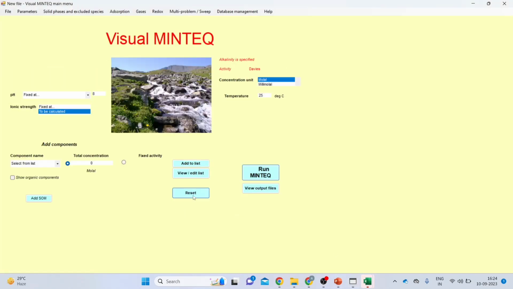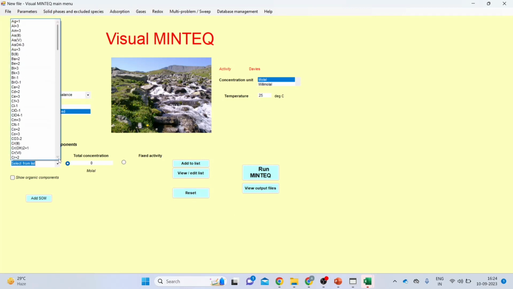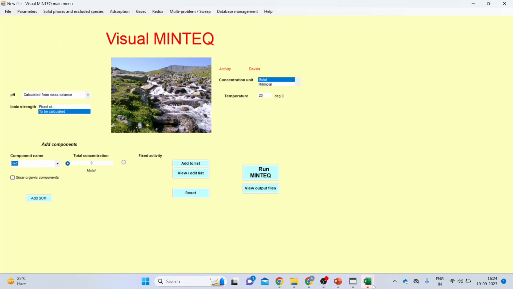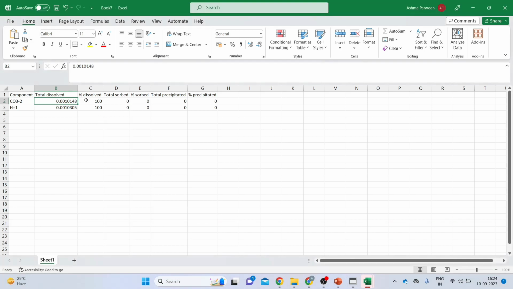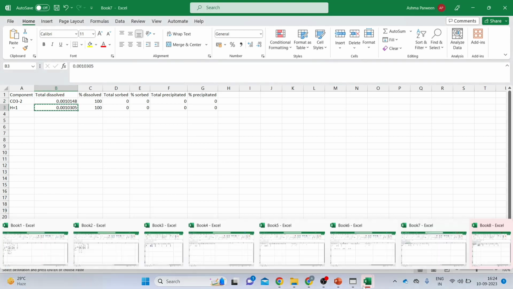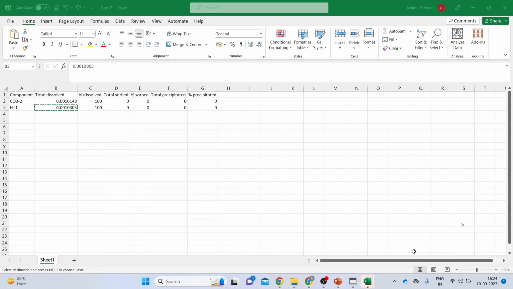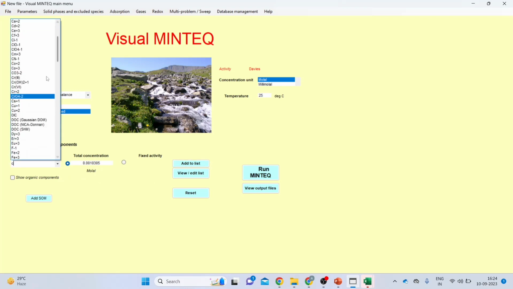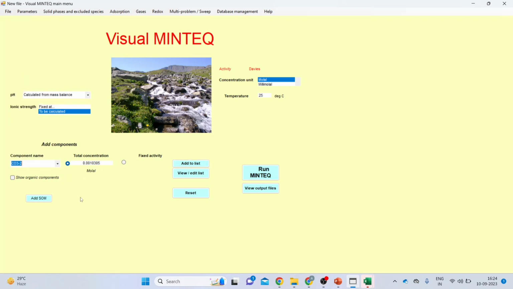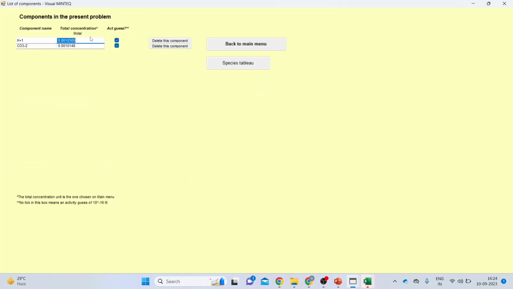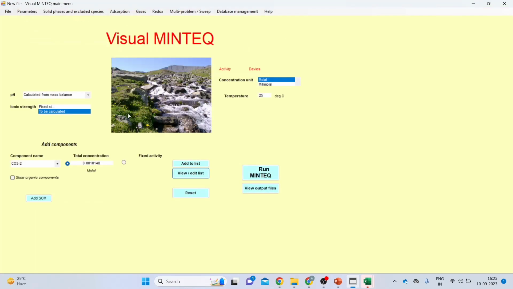So let's go back to the main menu. Let's reset this. So we have to find out from mass balance. We will specify the H. Let's just copy this from the Excel which we have printed. H is this much. Let's copy this and add it. And again we can copy the carbonate concentration. This is the carbonate. We will add to the list and see if it is correct or not. The unit is molal, and this much is H plus and this much is CO3 2 minus. We will go back to the menu.